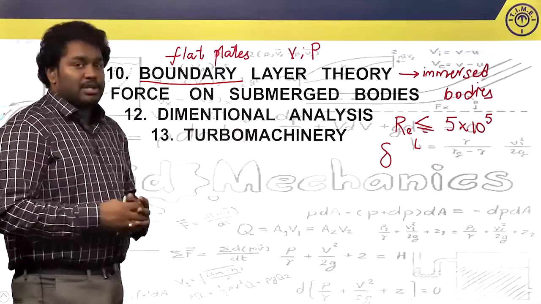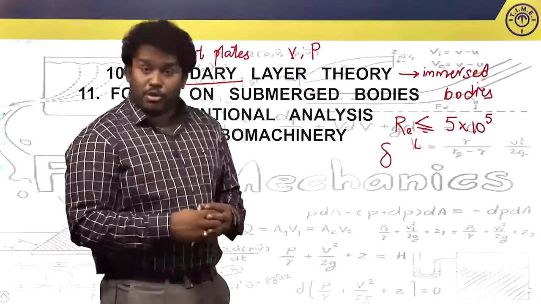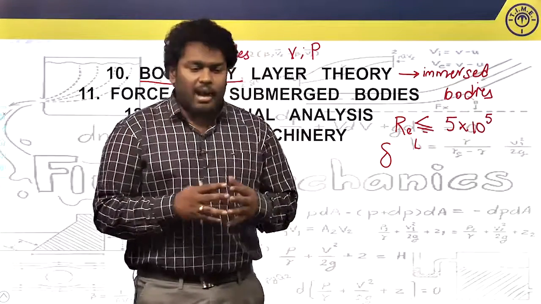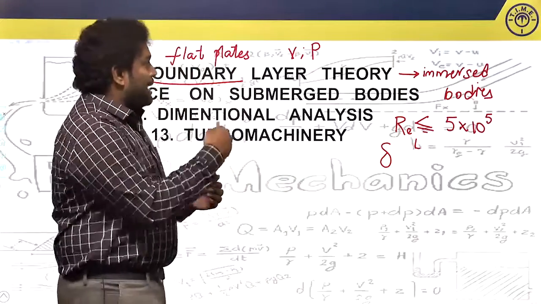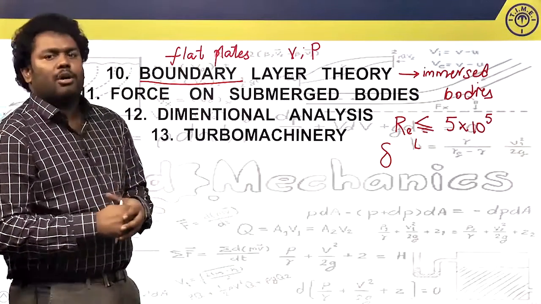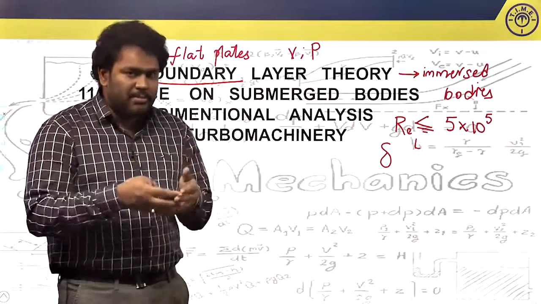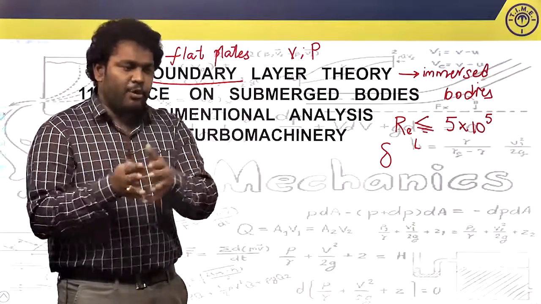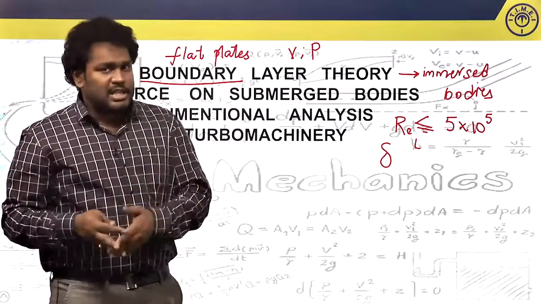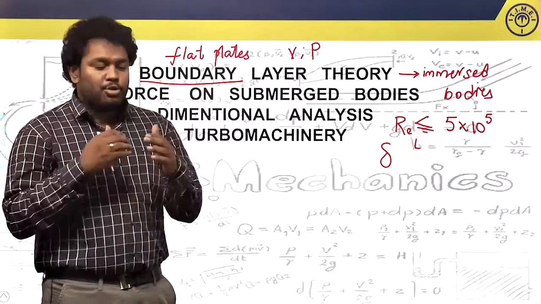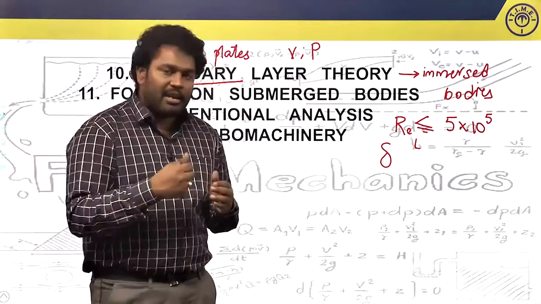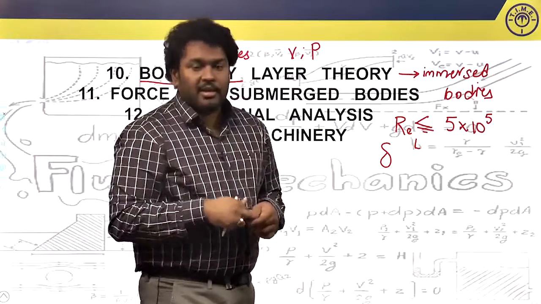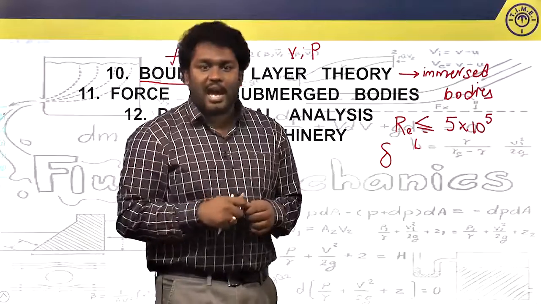Forces on submerged bodies. This is the second part of boundary layer we can talk about, because whenever some body is immersed in the fluid and fluid is flowing onto that body, velocity becomes zero. At that time, throughout the surface of the body, there will be some resistance created.